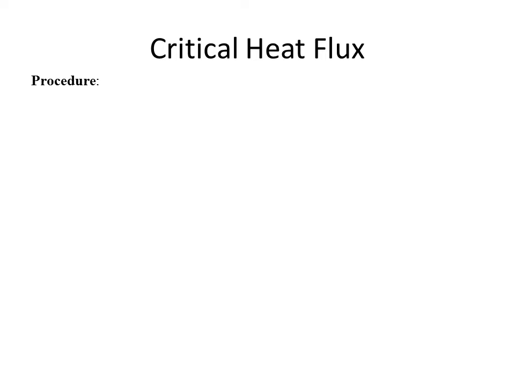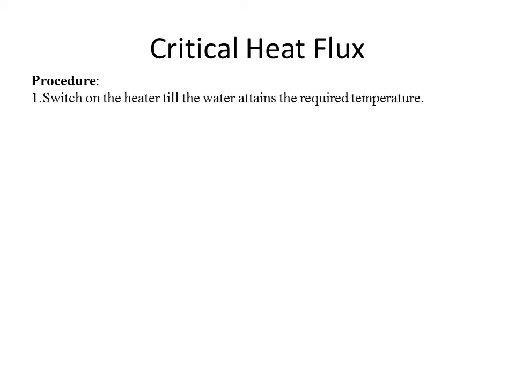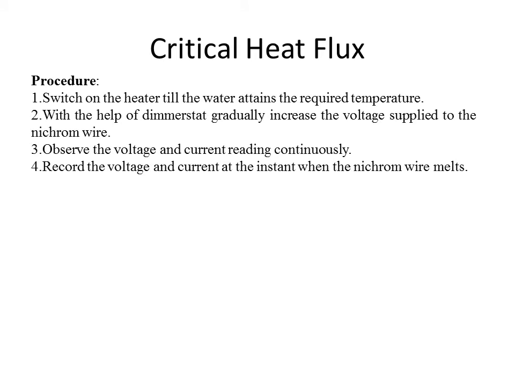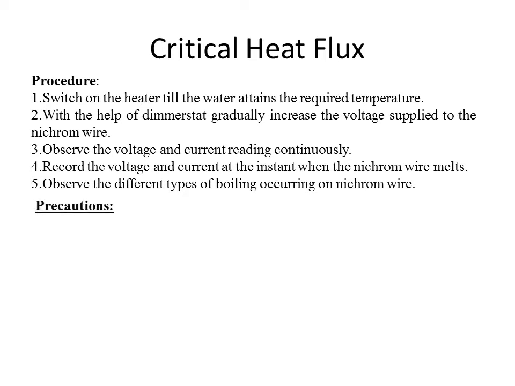Procedure to perform the experiment. Switch on the heater till the water attains the required temperature. With the help of dimmerstat, gradually increase the voltage supplied to the nichrome wire. Observe the voltage and current readings continuously. Record the voltage and current at the instant when the nichrome wire melts. Observe the different types of boiling occurring on the nichrome wire.